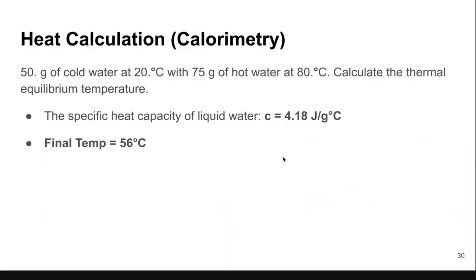Oh, looks like this one was actually done for us on the slides. So it should actually end up right there. And you can do the math out. Post on Piazza, ask me if you didn't get that answer.